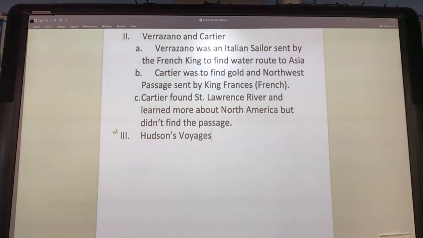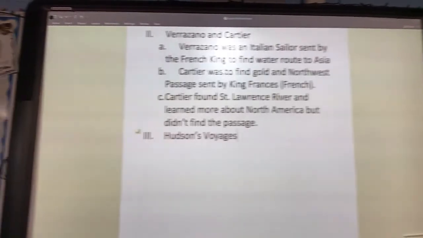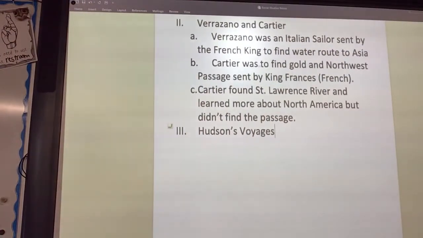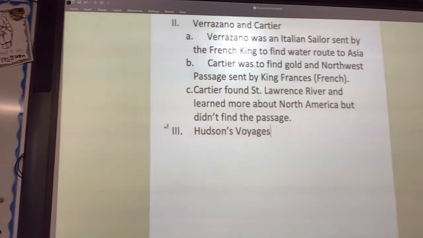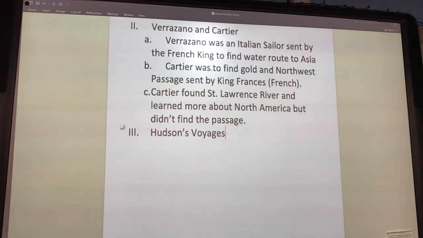So 4 questions to think about. Who sent that person? Who was this explorer? Where was he from? What was he looking for? What was his purpose? And what did he end up finding? Okay. You're going to read. I'm going to give you about 10 minutes. You're going to read quietly on your own Hudson's Voyages. Write some information down about Hudson. And then we're going to share what we came up with. Okay? 10 minutes. Quietly reading.